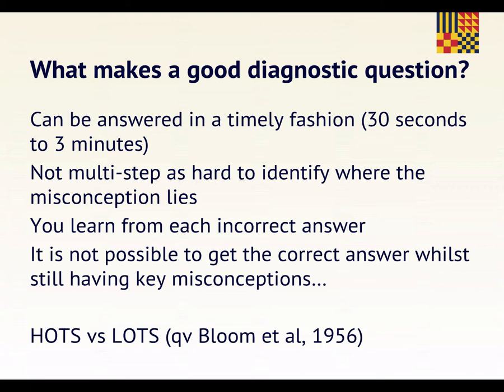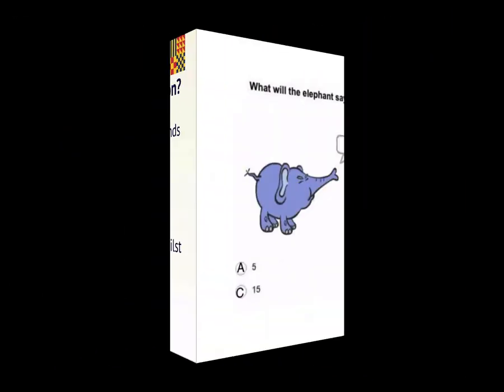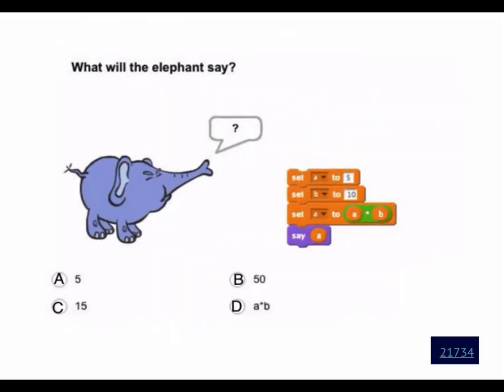It should be HOTS versus LOTS, higher order thinking skills, rather than what is the definition of algorithm. We want something which reveals whether the child understands it rather than merely has remembered a definition of it. You might wish to disagree about that. Tim Oates and Rob Cohen, rather dismissive of Bloom's taxonomy, but I know some teachers think that's still very helpful. Think of the top bit of the pyramid, if you'd like to.